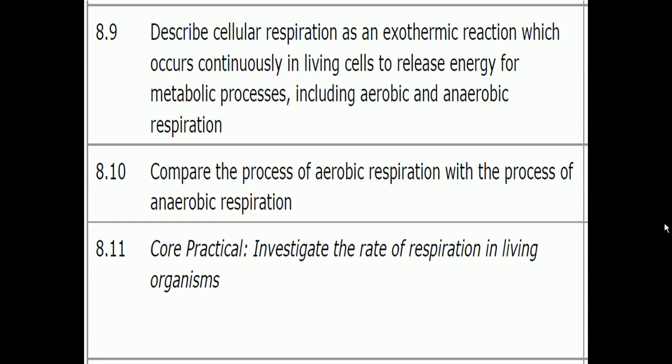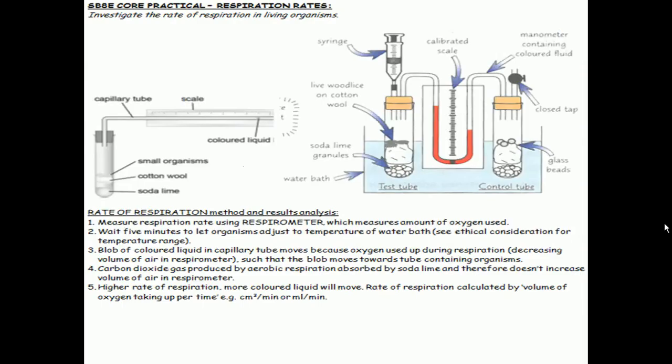To finish off, we've got specification 8.11, which is the core practical, where you investigate the rate of respiration in living organisms. You want to see how organisms respire differently in different conditions, what makes it faster or slower. To do that, you have to measure respiration using equipment called a respirometer, which measures the amount of oxygen that was used up. What you do is you have a tube that you put your organism into. It could be woodlice or any other sort of small organism, and when you use those organisms, you obviously have a fixed volume in that tube.